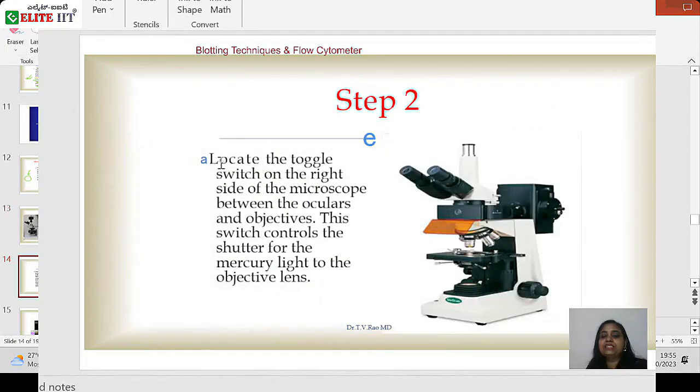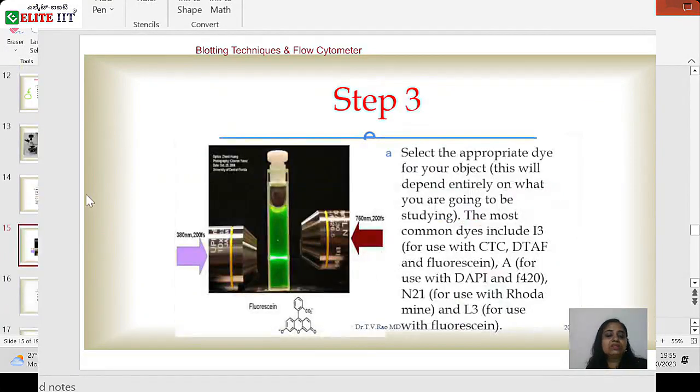Now, the second step is to locate the toggle slide switch on the right side of the microscope between the oculars and objectives. This switch controls the shutter for the mercury light to the objective lens. Nothing else, you don't have to understand these things. You just switch on all the switches.